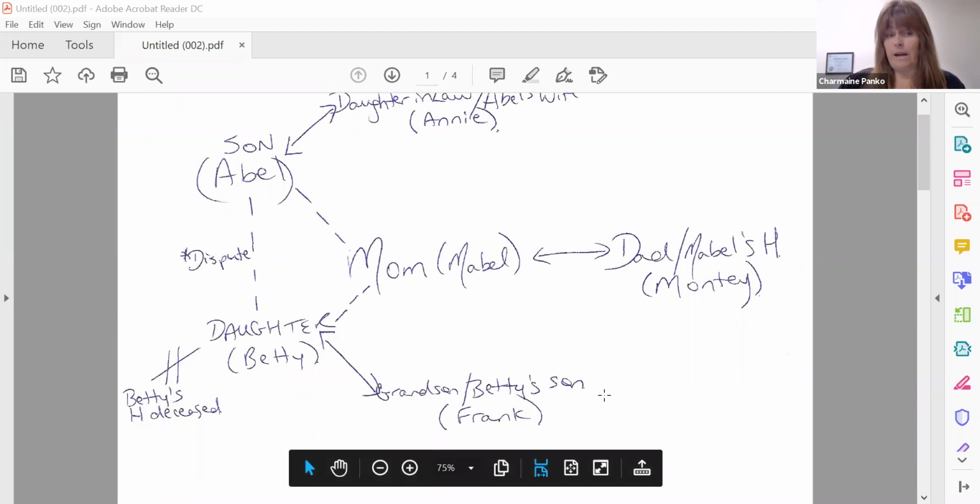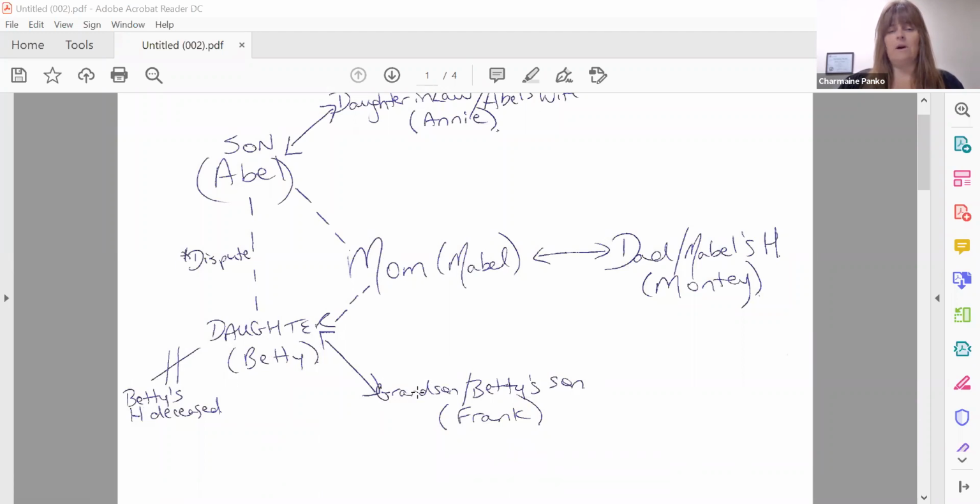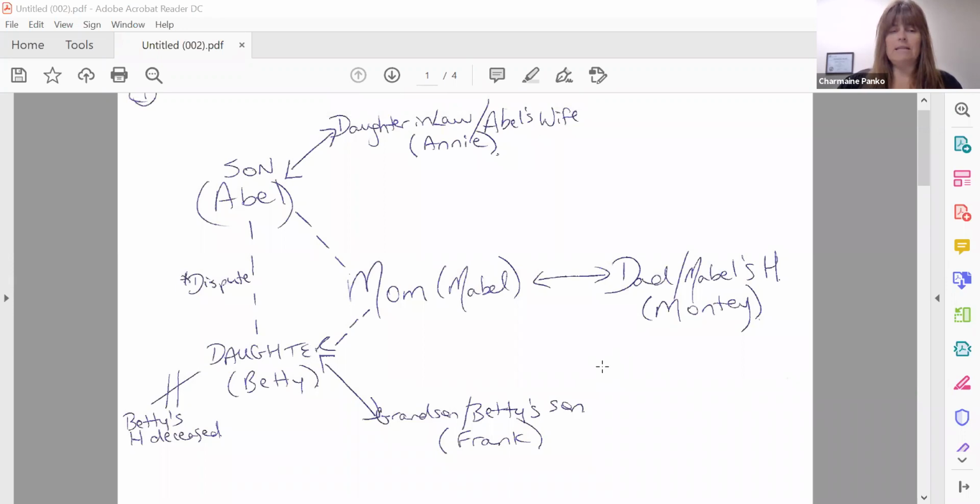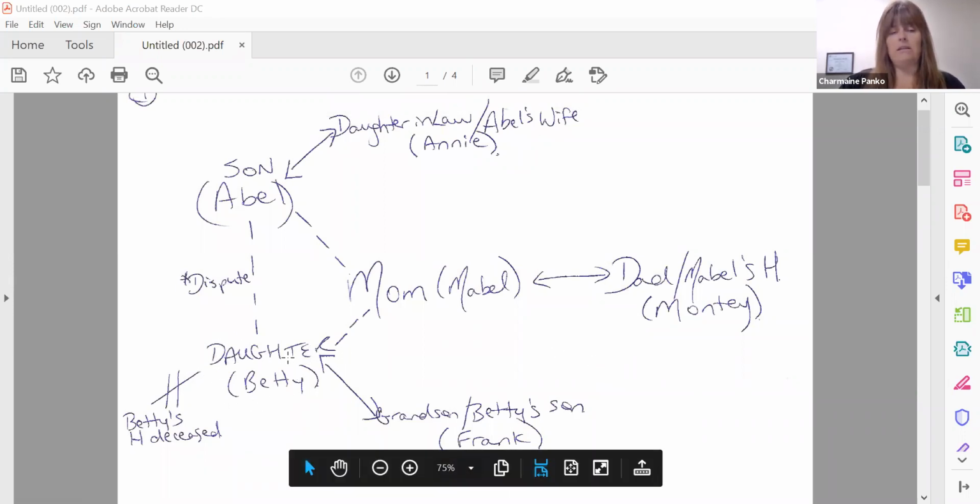Her son's name is Frank, and he has this label within the family system of grandson. So how he interacts with his grandmother and his grandfather and his uncle and his aunt, in addition to his mom, these are things that I will also be interested in understanding. Now, Betty has come to mediation and has identified Frank as a support person for her.